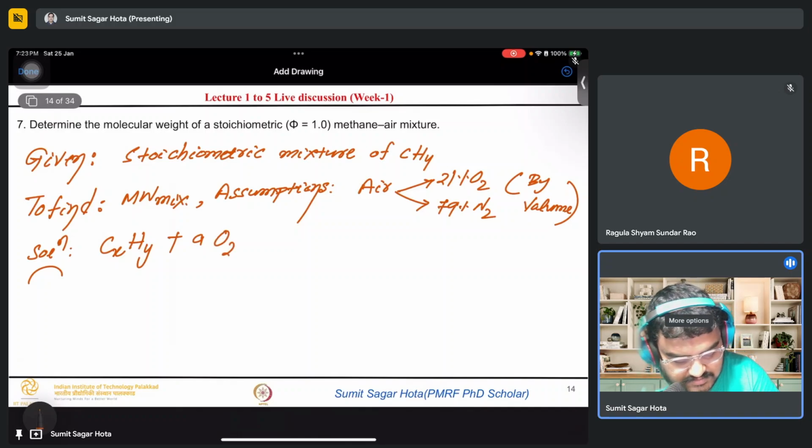So this is a stoichiometric mixture of methane. To find out the molecular weight of the mixture, as an assumption, we are taking air having 21% of oxygen and 79% of N2, because this percentage may vary slightly. Okay, so that's the reason we are just taking 21 and 79. Now I am actually writing the formula for a general hydrocarbon fuel. Okay, then we'll write it down for methane. Okay.